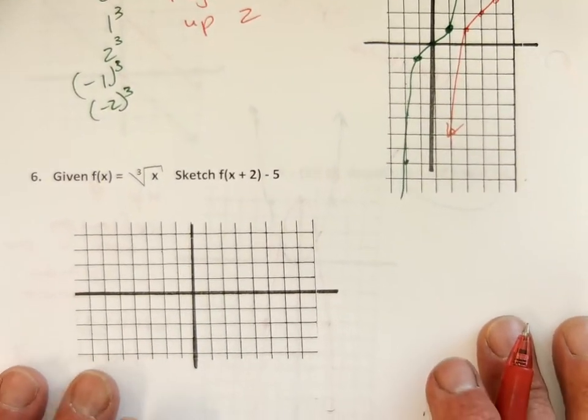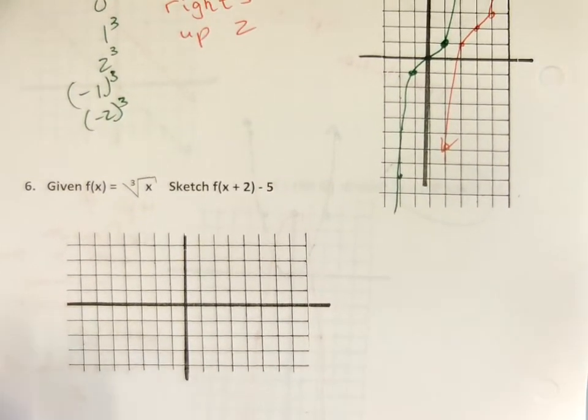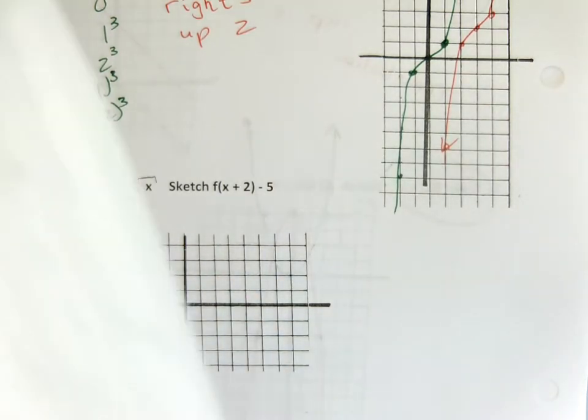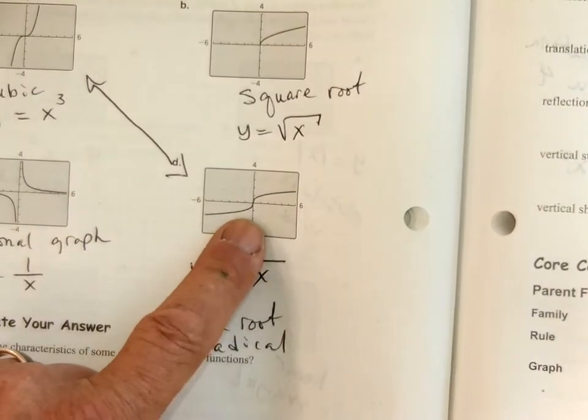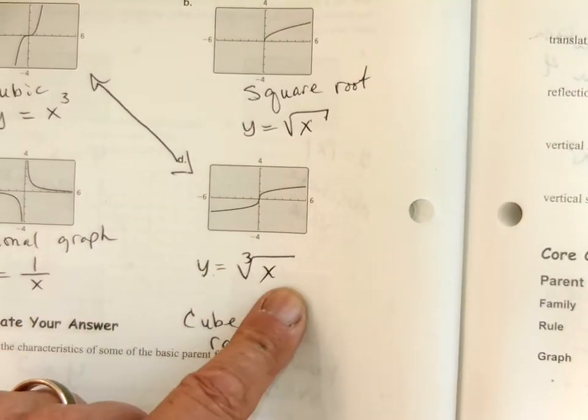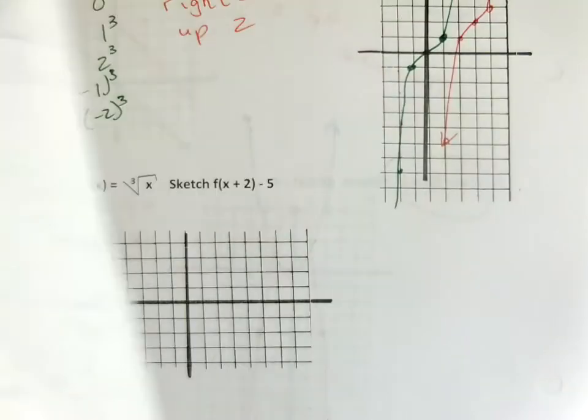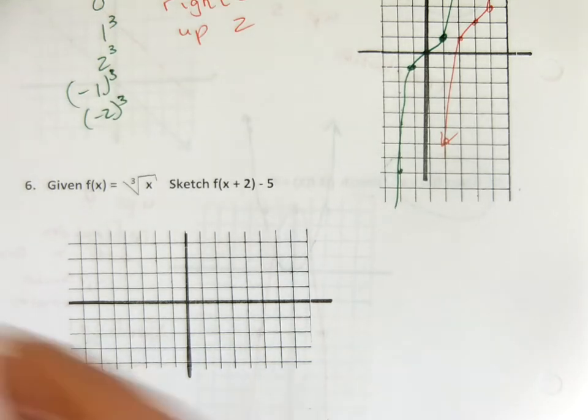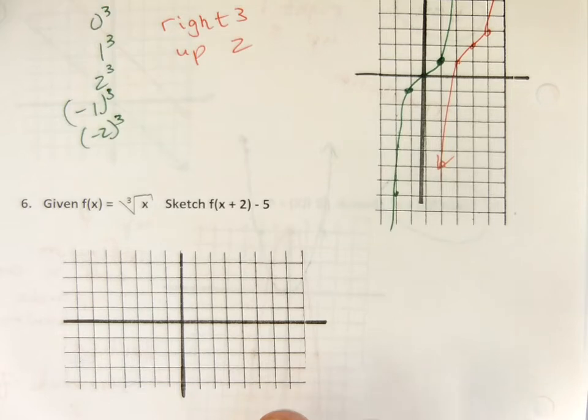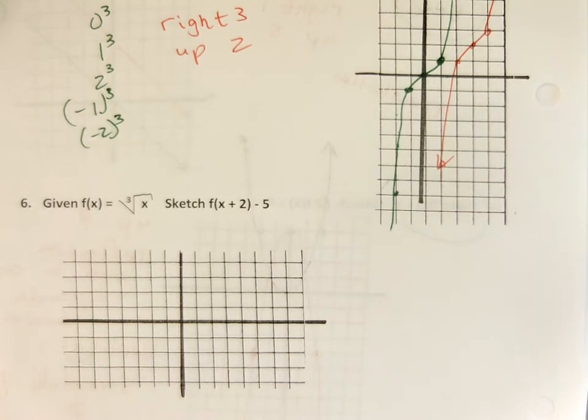Okay, last problem, when you guys are ready. Okay, cube root. So, cube root looks like this. Okay, I go to my notes, that's my cube root, it looks like this. So I'm going to put my parent function in first. I dropped my pen probably. All right, I can use a different color. Parent function in blue.